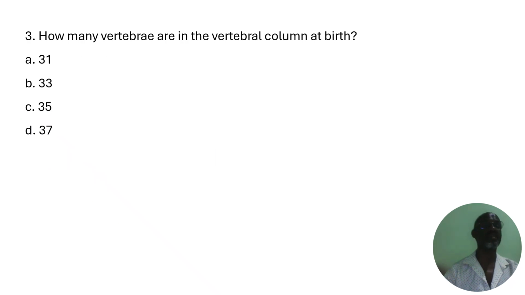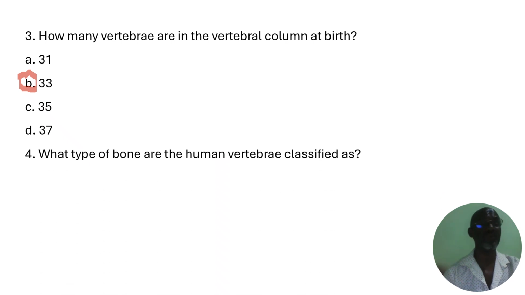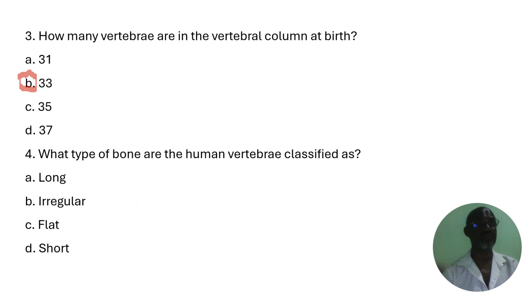Question number 3. How many vertebrae are in the vertebral column at birth? At birth, the total number of vertebrae is this one, of course. Then as we grow up, 5 fuse to become the sacrum, and 4 fuse to form the coccyx. Question number 4. What type of bone are the human vertebrae classified as? Of course, they are irregular bones.